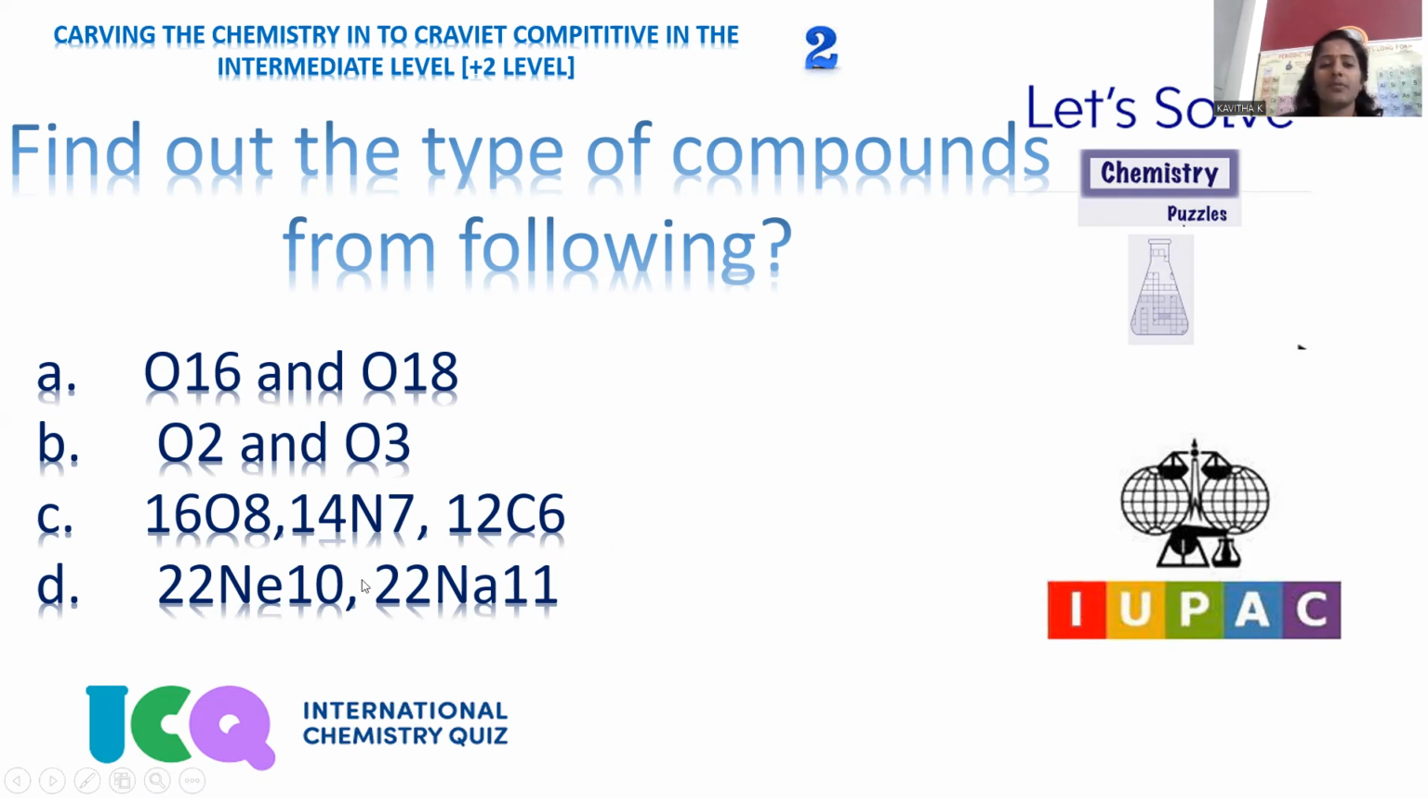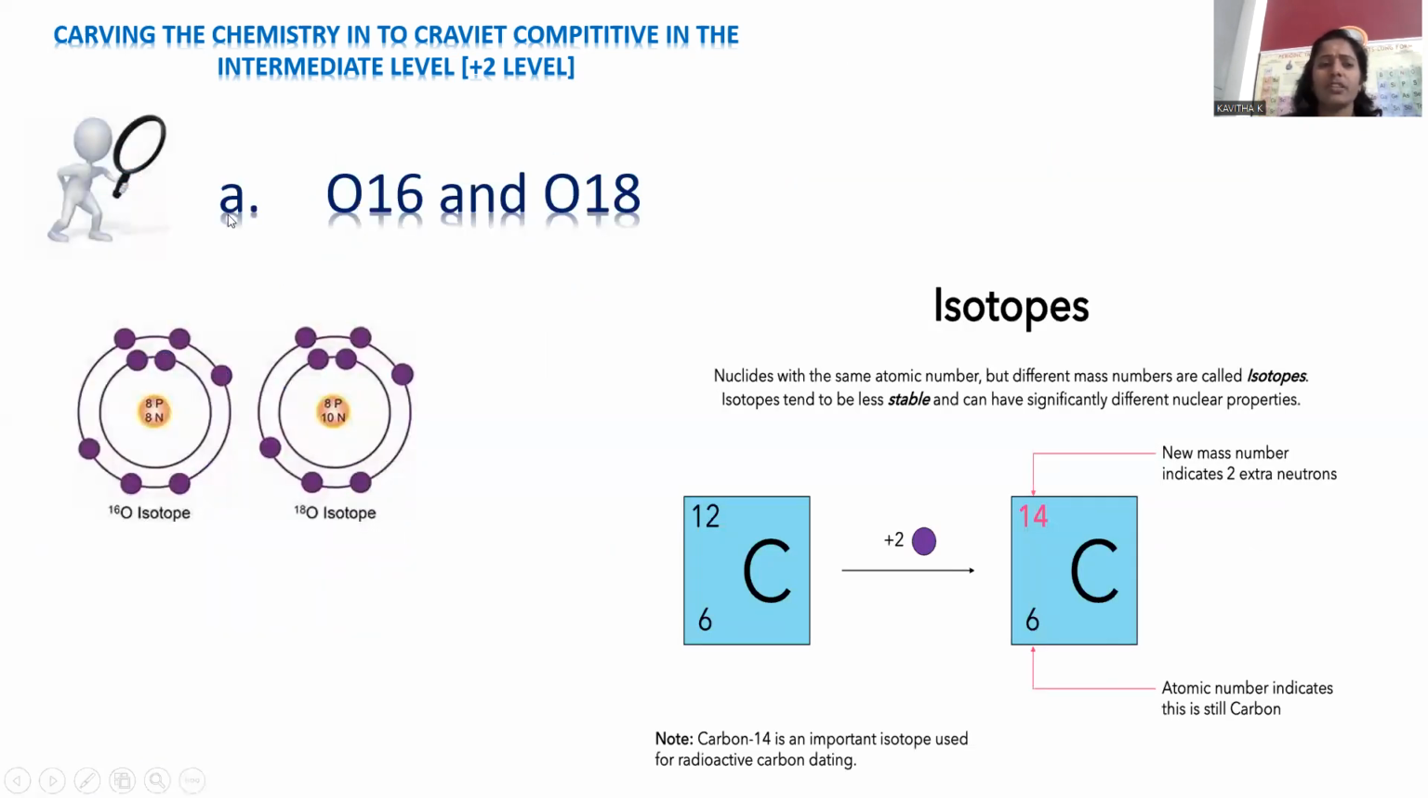So these many options are provided, and for these compounds, whatever is given in options A, B, C, D, we have to find out what kind of examples they belong to. Let's go one by one. If you go with option A, oxygen 16 and oxygen 18 are there. Oxygen 16 means the mass number of the oxygen atom is 16, and the mass number of the second oxygen will be 18. In that case, you can find 8 protons, 8 neutrons, and 8 electrons revolving around the central nucleus.